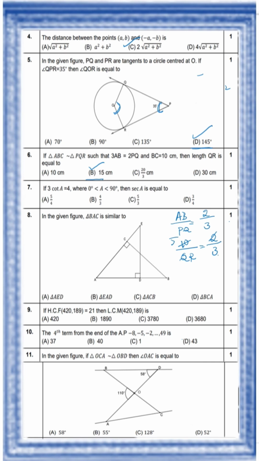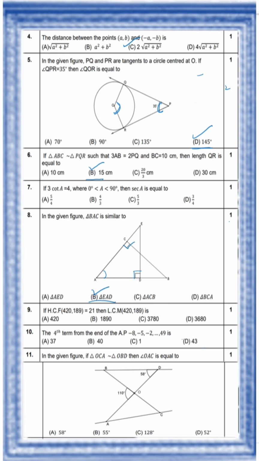Now sec A is equal to 5 by 4. Option A is correct. Now in the given figure, the triangle ABC is similar to. Here angle A, this one, is common to both triangles. It comes in the middle. Angle C is 90 degrees. So D should come in the last. AED. So option B, triangle AED, is correct.